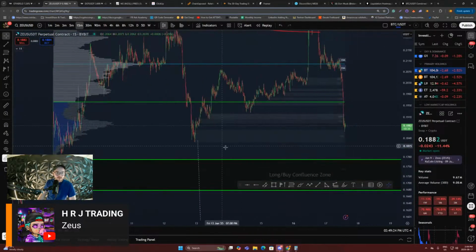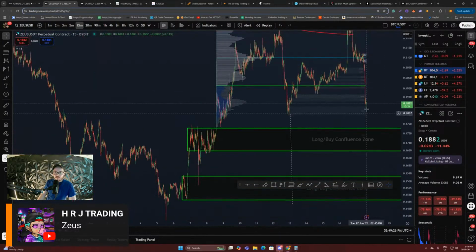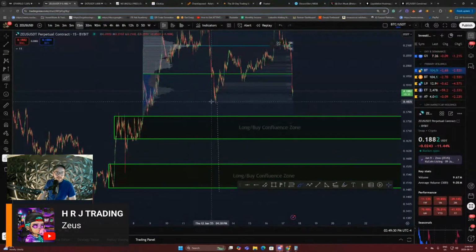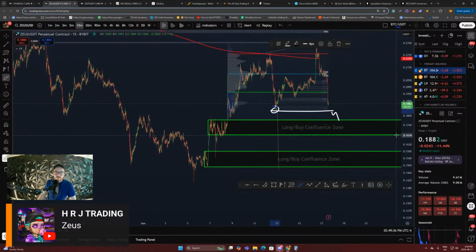But yeah, that's ZEUS, man. That's how I'm perceiving its current condition. I've been preparing for longs, hopefully, but if we instead get that break of structure off of this low, it will validate or confirm a potential massive double top.